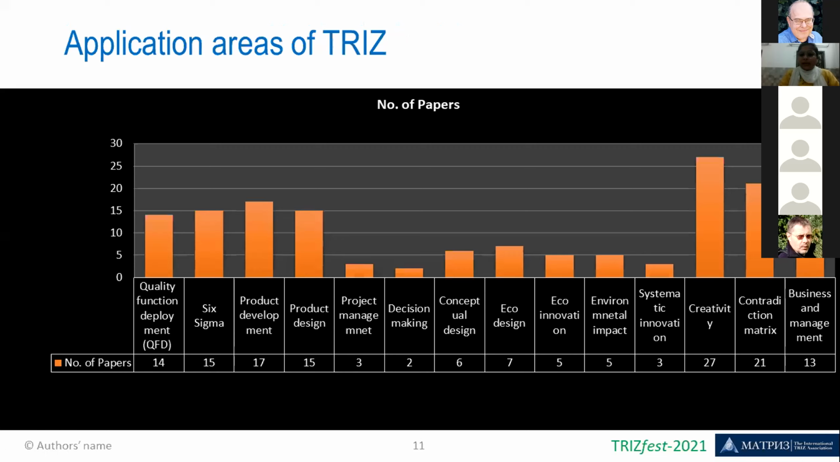So these are the application areas of TRIZ. Here you can see quality function deployment, Six Sigma, product development, product design, project management, decision making, conceptual design, eco design, eco-innovation, environmental impact, systematic innovation, creativity, contradiction matrix, and business and management area. So there are papers in the business and management area, but still there is a lack in this area.